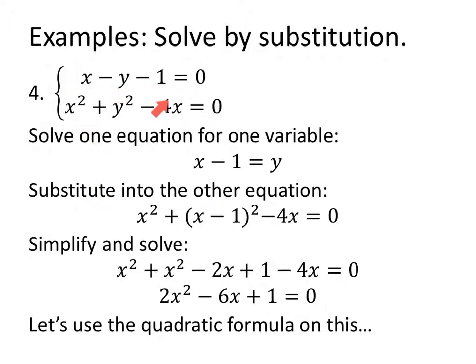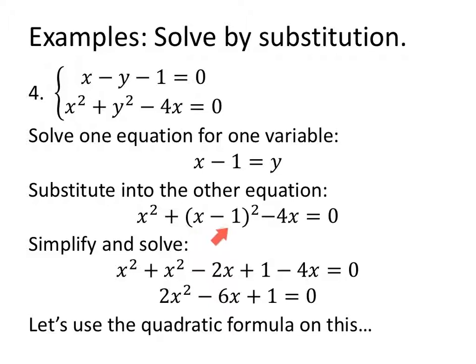X minus y minus 1 equals 0. I'm going to solve the top equation for y. Couple of reasons for this. One, it's the easiest variable to solve for. I only have to move one term in order to get y by itself. Also, in the second equation, there's only one term that has a y in it, so I'd only have to substitute one time. So that appeals to me as well. We're going to substitute into the other equation. So instead of x squared plus y squared minus 4x equals 0, we'll have x squared plus x minus 1 squared, in place of y squared, minus 4x equals 0.